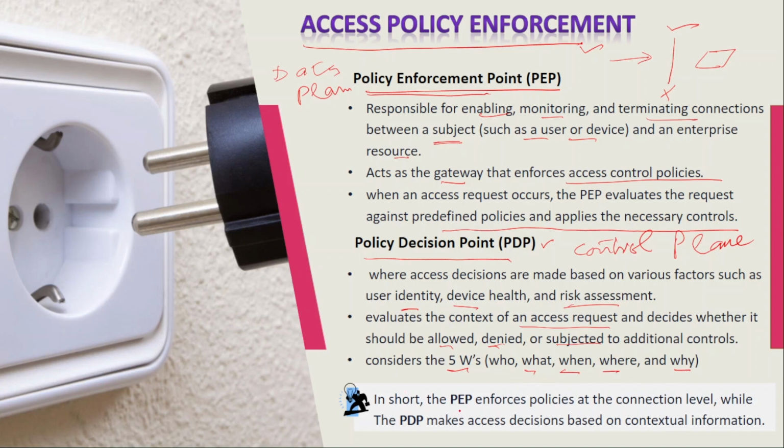So in short, the PEP, the policy enforcement point, enforces policy at the connection level, while the PDP makes access decisions based on contextual information.